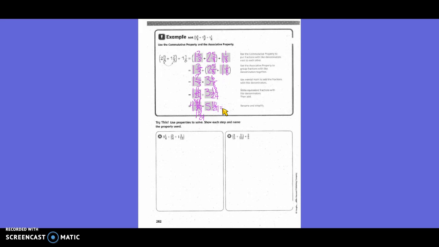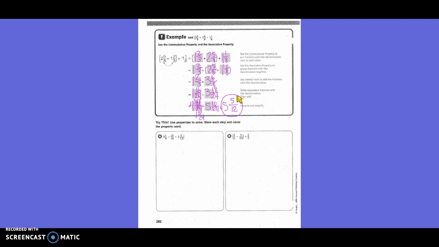Then what else can that equal? 5 and what? What goes into both 10 and 24? 2. So how many times does 2 go into 10? 5 times. How many times does 2 go into 24? 12. So our answer is 5 and 5 twelfths.